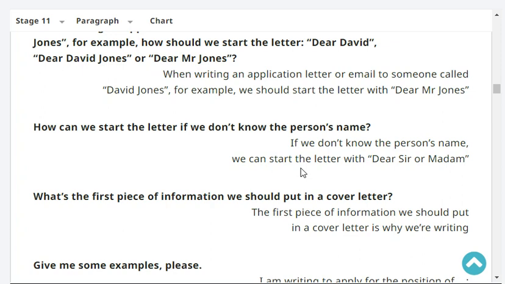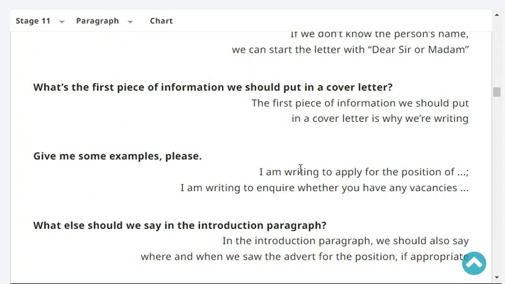Well, what's the first piece of information we should put in a cover letter? The first piece of information we should put in a cover letter is why we are writing.